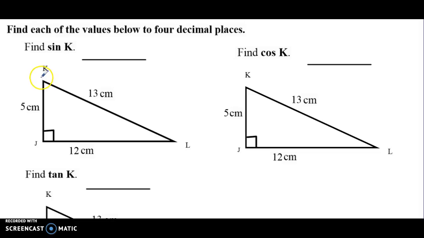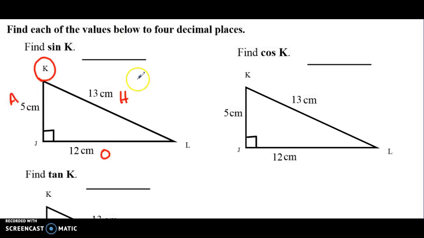So what we're going to do is we're going to go ahead and circle our angle K. That's our reference angle. And now I'm going to label my side lengths based on that. My hypotenuse is always opposite of my right angle. If this is my angle K, the opposite side is going to be that 12 centimeters, and then my adjacent is the one right next to it.